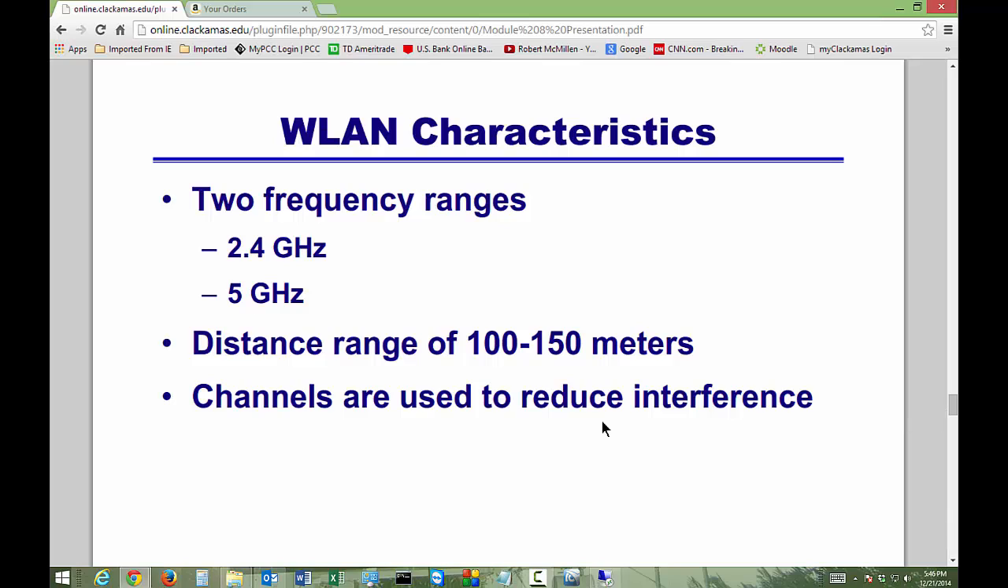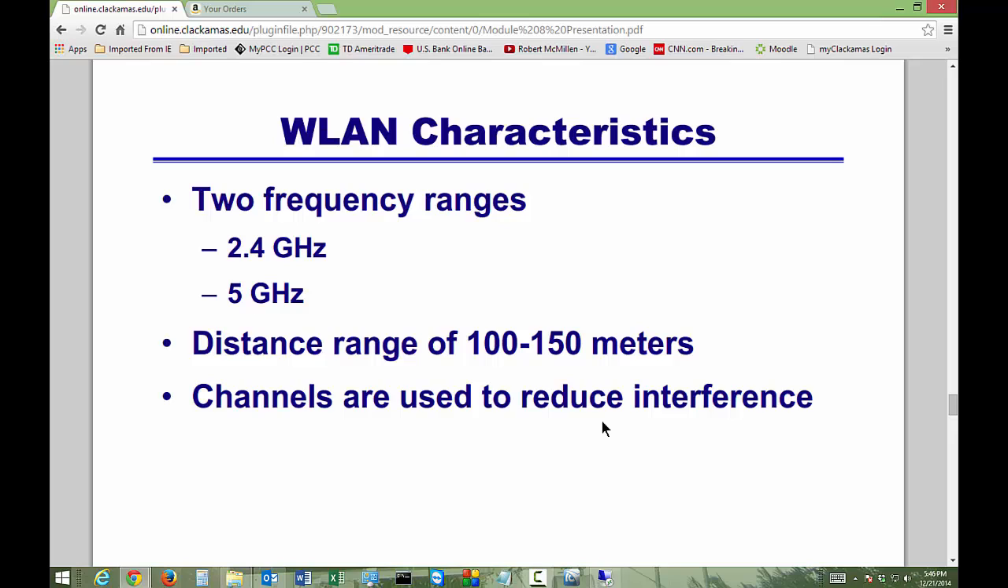So the wireless LAN characteristics, there's two different ranges. There's 2.4 gigahertz and 5 gigahertz. And the distance range is anywhere from 100 to 150 meters, but that's actually not realistic. If you have a lot of different doors and windows and things like that, then this could greatly reduce the distance that this can go.